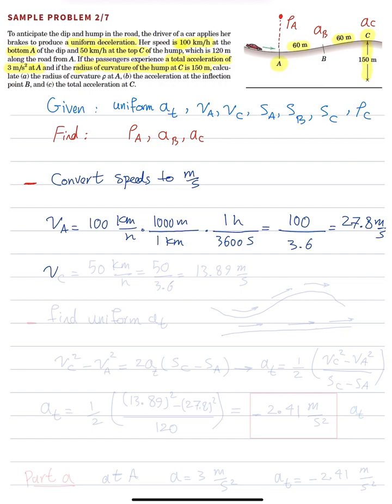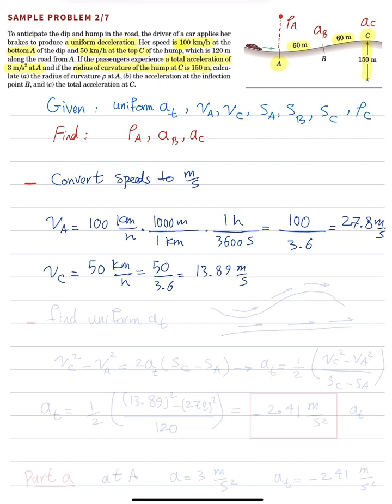Let's do the same thing at C. It's given as 50 kilometers per hour, so it's going to be just half the value we found, roughly 13.89 meters per second. Okay, so that's the first thing.